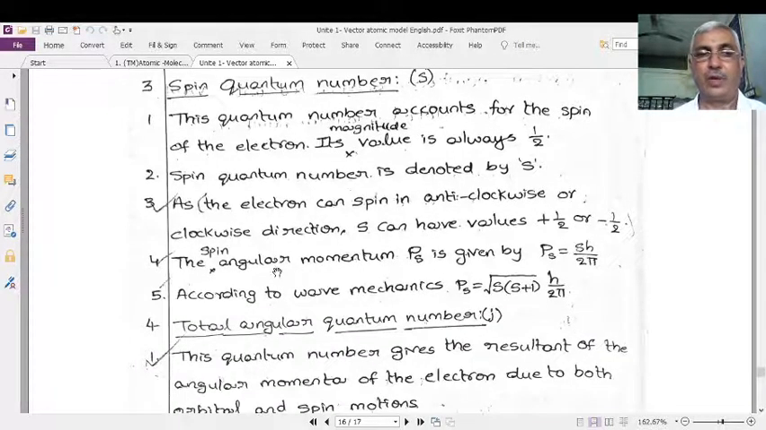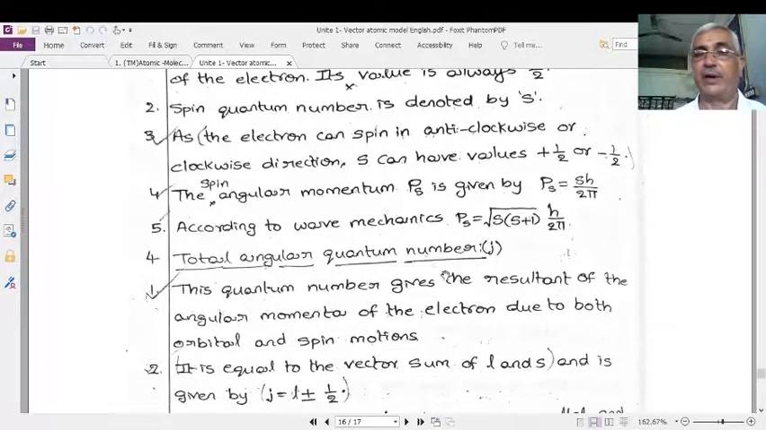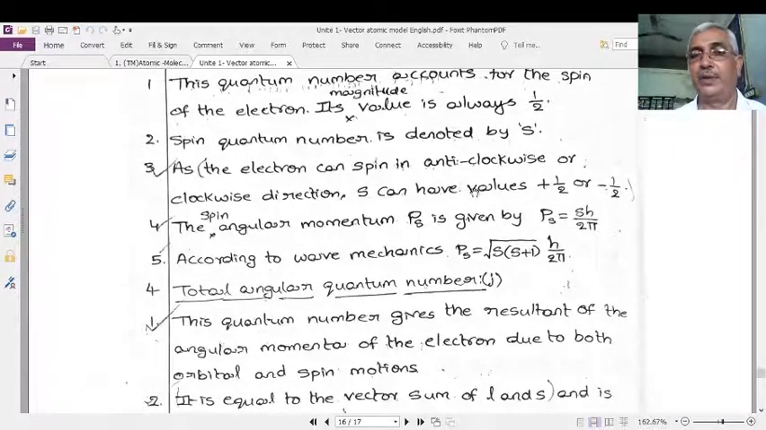Now, the spin angular momentum Ps of an electron is equal to S into h by 2 pi, where S is the spin quantum number. Therefore, this quantum number is nothing but a quantum number in order to quantize the spin motion, or to express the spin angular momentum of the electron. These are the two vectors, L and S.